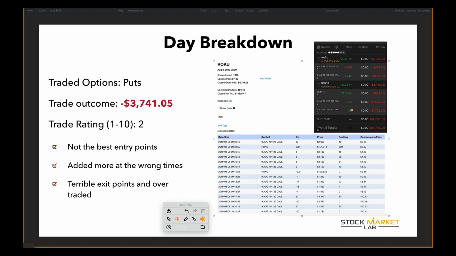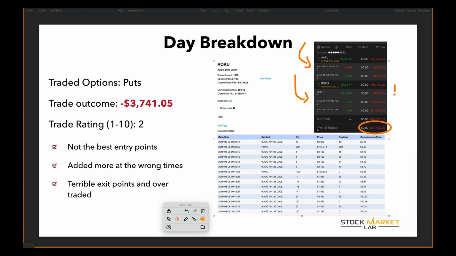Now, looking at this right here, once again, 4,700 is what I lost. I traded Apple and I traded Roku, but I'm only going to break down the Roku trade here. I had two trades for the day. I traded two stocks for the day, but if you saw my focus list, I had Facebook on it too, I had Netflix on it too, and obviously other stocks as well. But I chose to trade Apple and Roku for a few reasons.